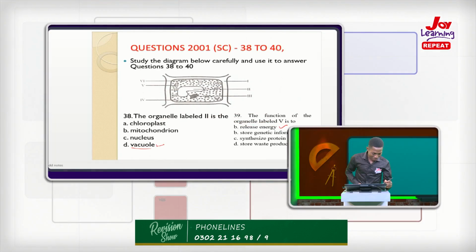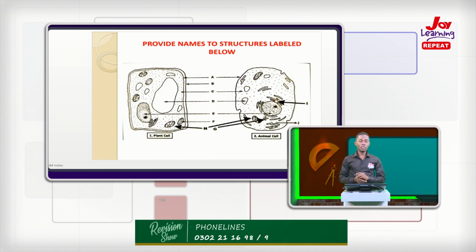Now let's go to other questions. Let's look at our famous teaser that came on your screen this evening. Can we find answers for A, B, C, D, E, and F? Now we are comparing the two cells. This can happen or can be asked in the practical. So A, B, C, D, E, F, G, and H. Just call in and let's answer this together.